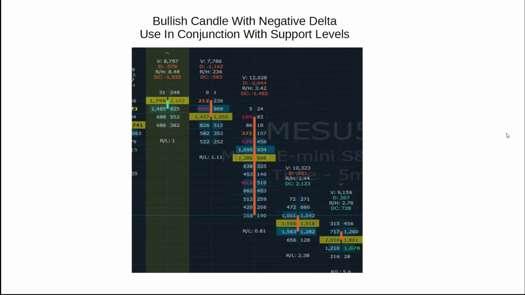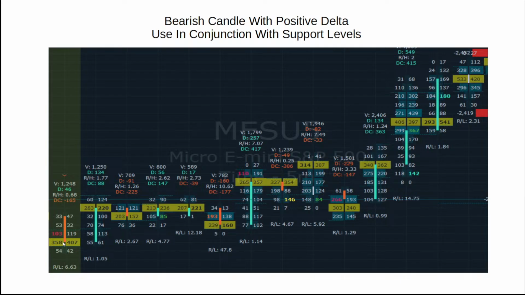Okay. The inverse of this here, we have a bearish candle with positive delta, again, used in conjunction with support levels. So our delta is 46 on our red candle. So we're coming down, and from there, this is where you would slap calls or go long and take your trade up. Okay. A little bit later in the video, we'll be talking about how to figure out where to exit your trades based on this information as well.